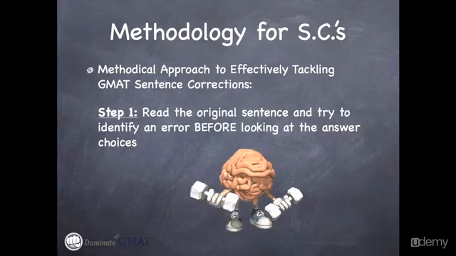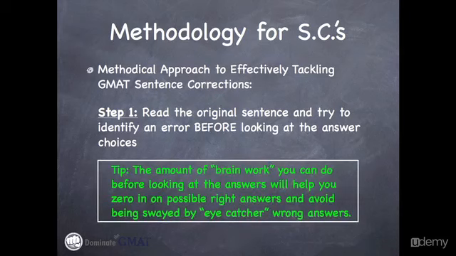Step one, you want to start by reading the original sentence, and you want to try to identify an error before looking at the answer choices. This is important, and this is going to take some training. Don't jump to the answer choices yet. Here you see a brain lifting weights. I call it doing brain work. The amount of brain work you can do before looking at the answers will help you zero in on possible right answers and, just as importantly, avoid being swayed by eye-catcher wrong answers.